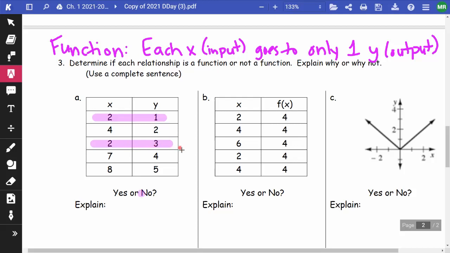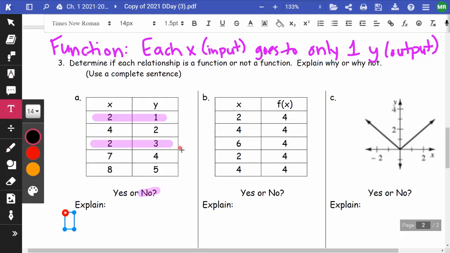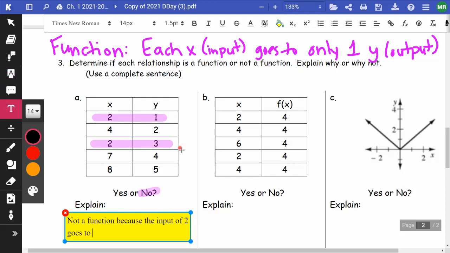So is this a function? No. And why is it not a function? I'm going to type it. So not a function because the input of 2 goes to two different y's. One and three. That's the problem. Okay, that is our problem. So this is not a function.